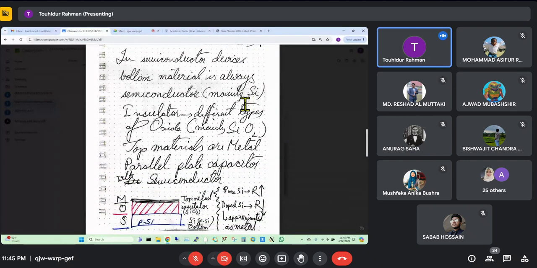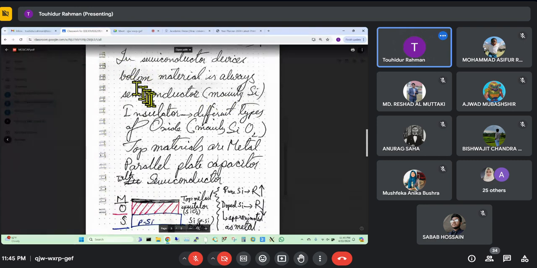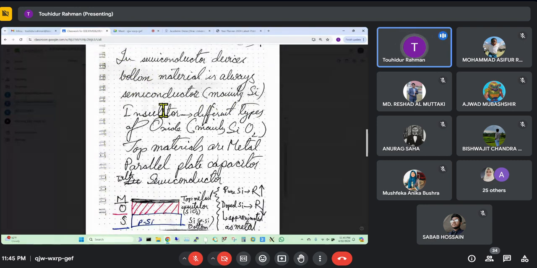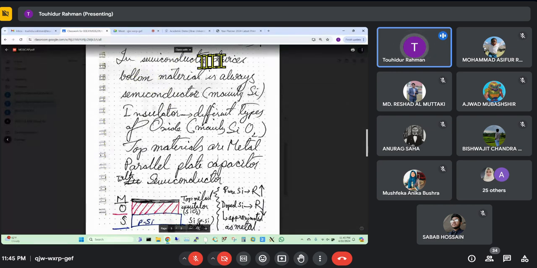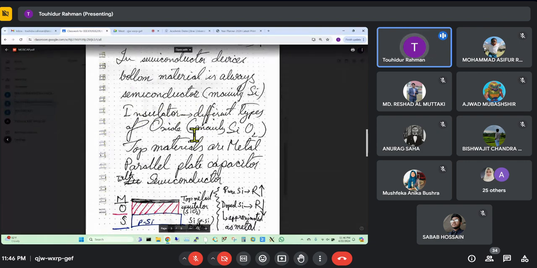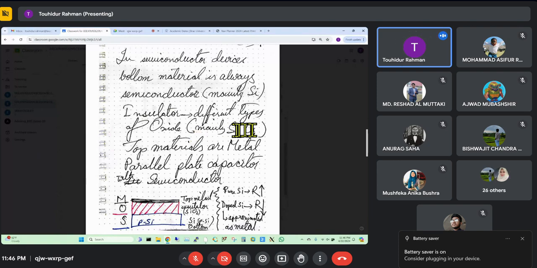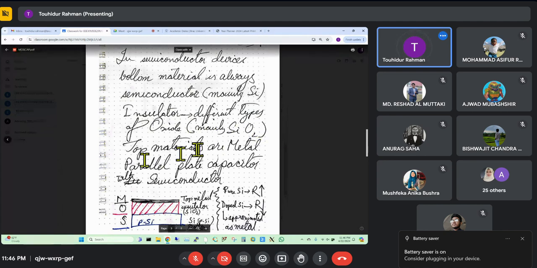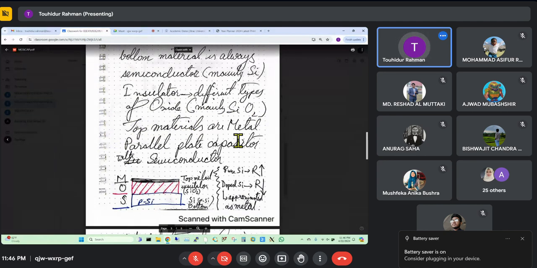Now, one of the basic principles for a semiconductor device is that the bottom material must be a semiconductor. In a semiconductor device, the bottom material is always a semiconductor. For our course, we will use silicon. And if we want to build a capacitor, we need an insulator. The insulator that we use for semiconductor is mainly silicon dioxide. There are other insulators also, but we will focus on silicon dioxide. And for the top material, we can use any kind of metal, especially aluminum and copper.